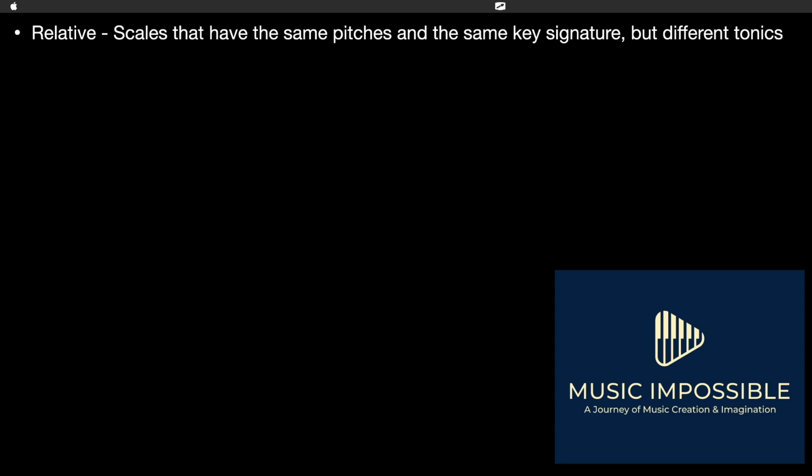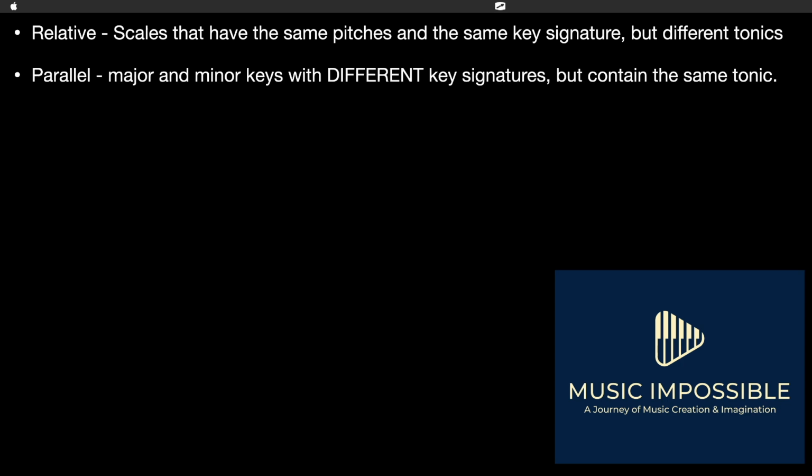We have relative. Now, a relative major or relative minor, these are scales that have the same notes, same pitches, and the same key signature, but different tonics. So we talk about a relative major or relative minor. For example, B flat major has two flats, B flat and E flat, and its relative minor is G minor. The relative minor is always built on the sixth scale degree of its relative major. So these are scales that have the same pitches, same key signature, but different tonics. And in that example I mentioned earlier, B flat would be the tonic in B flat major, G would be the tonic in G minor.